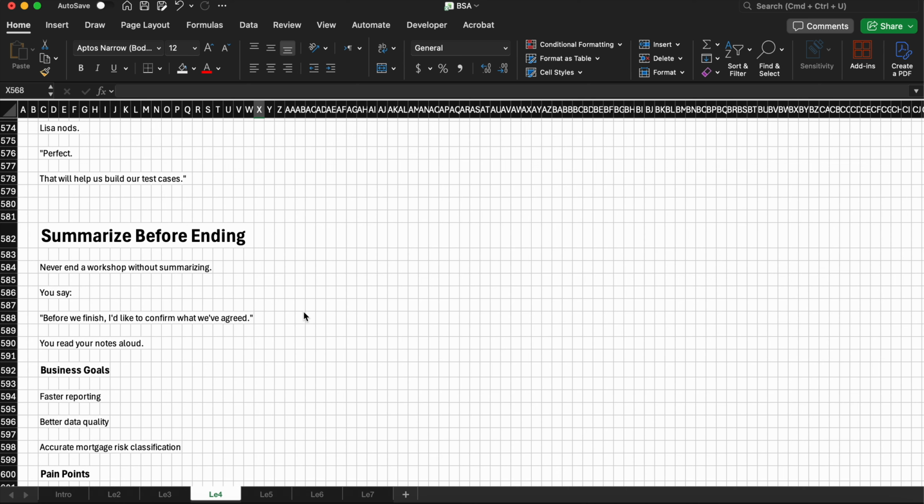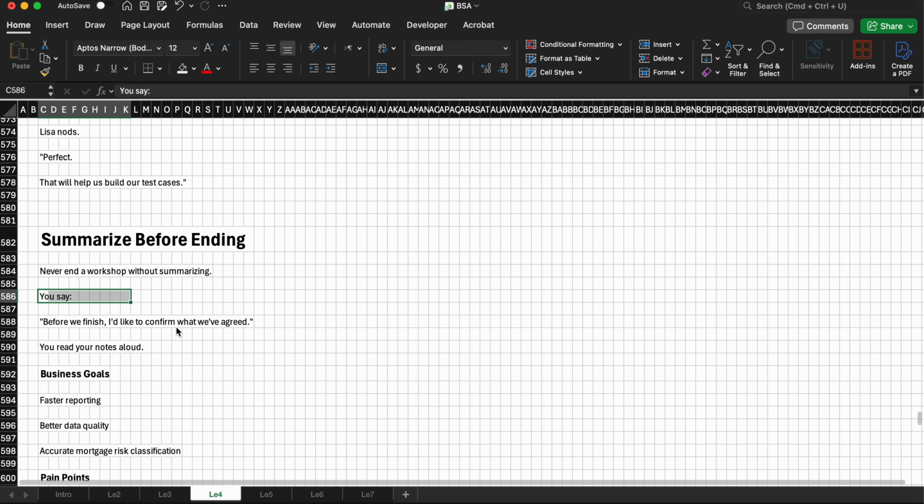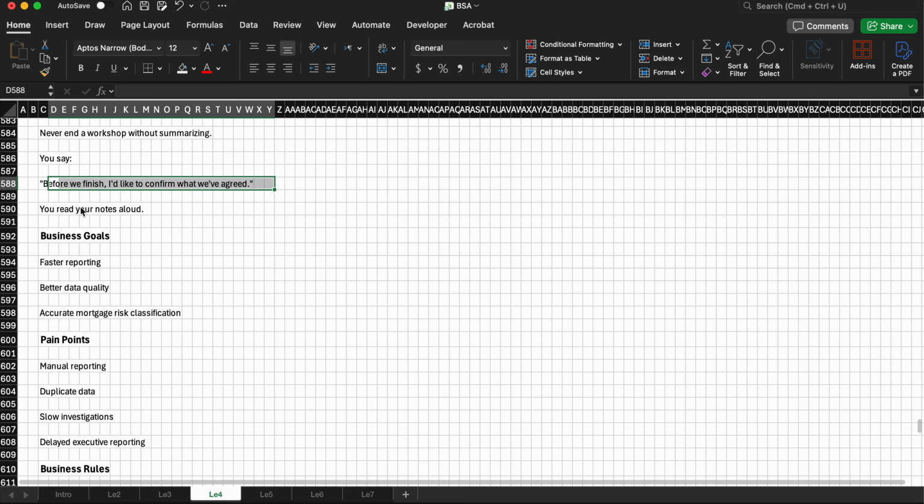So let's summarize. Never end a workshop without summarizing. You have to give a recap and send a summary of the discussion, because if you don't send it, no one will agree. More conversations are going to come, and you have to keep documenting what we discuss and what we are agreeing on. Otherwise, it's going to be a mess. So let's recap. You say, before we finish, I would like to confirm what we agreed. It's kind of a verbal sign-off. So you read your notes.